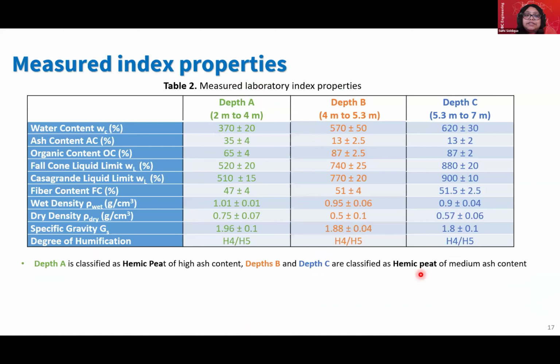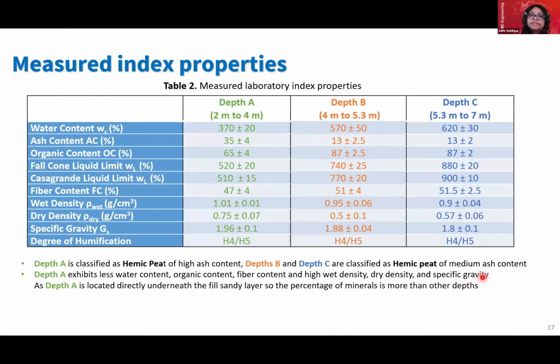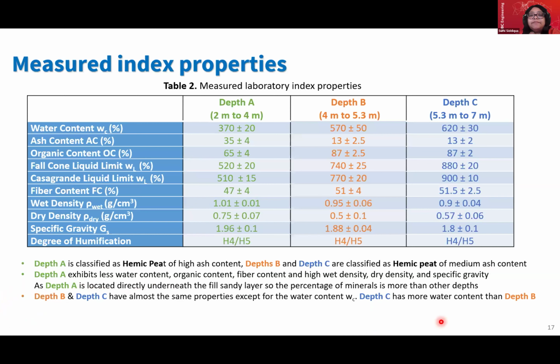Depth A is classified as hemic peat of high ash content, and depth B and C soils are classified as hemic peat of medium ash content, based on the percentage of ash we have seen in this soil. Depth A exhibits less water content, organic content, and fiber content, and high unit weight and specific gravity. As depth A is located directly underneath the field's sandy layer, the percentage of minerals is more than at other depths. That's why we have seen that behavior in the depth A soil. Depth B and depth C have almost the same properties except for the water content, and depth C has more water content than depth B. The Falcon method and the Casagrande method for the liquid limit test showed similar results, which was important.